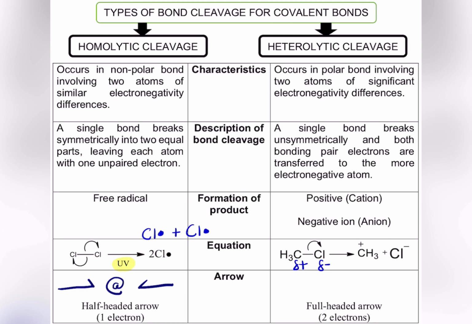And then for heterolytic cleavage, you know that we transfer two electrons. It means that the arrow must be full-headed. So you can draw it just like the normal form that you draw the arrow. So that's how you see the comparison between the two types of bond cleavage, in this case homolytic cleavage and heterolytic cleavage.